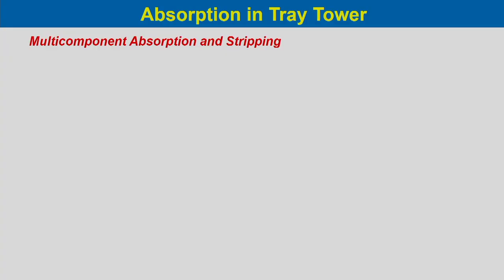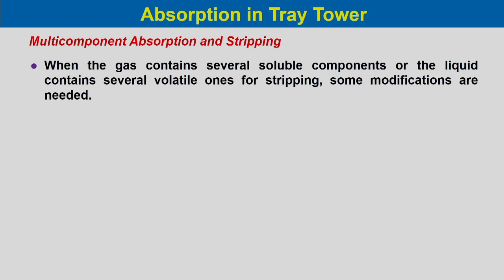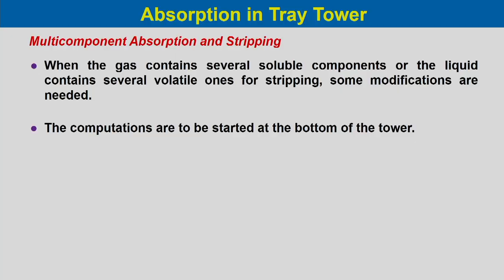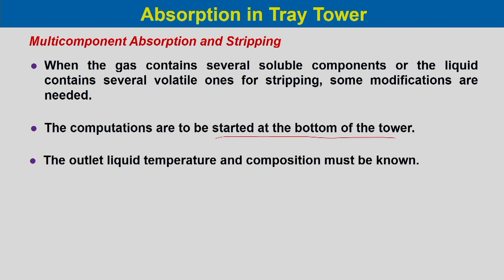Let us move to absorption in trayed towers for multi component absorption as well as stripping. When the gas contains several soluble components or the liquid contains several volatile ones for stripping, some modifications are needed. So, we cannot use the same method as we have done for single component systems. The computations are to be started at the bottom of the tower, and the outlet liquid temperature and composition must be known. That is required to start the calculation for the multi component system.